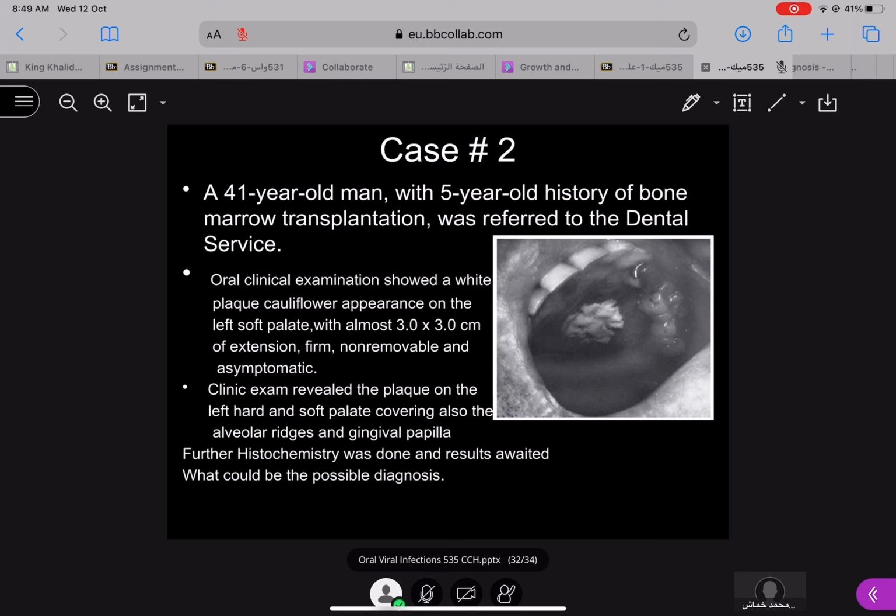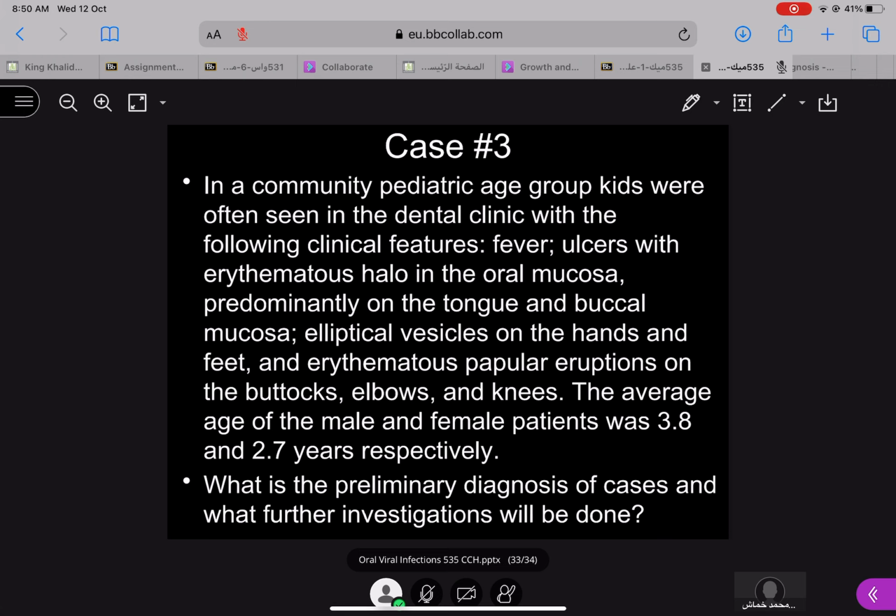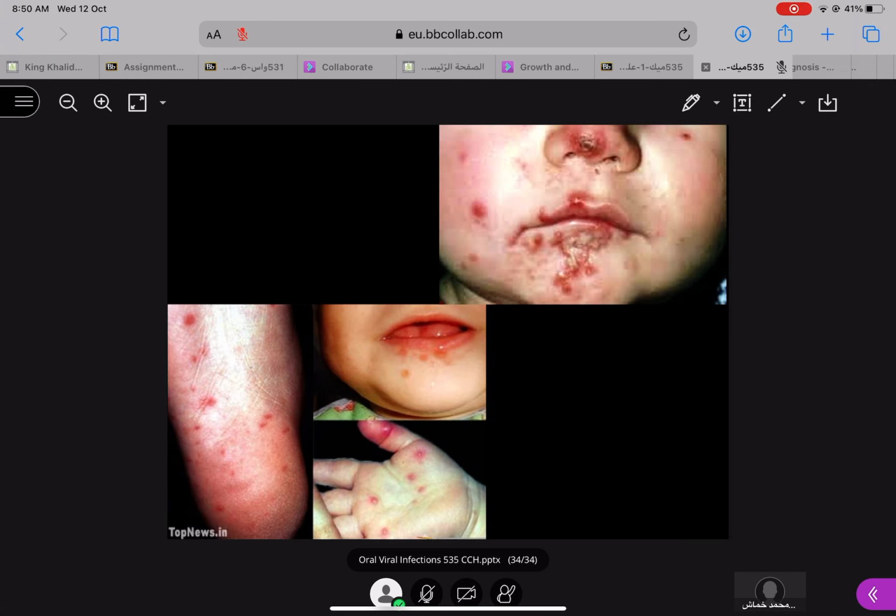Case 2, the same thing you see here. If you see this form, it comes to your mind immediately that it is Coxsackie virus. Case 3 will show you this type of lesions, which are also caused by Coxsackie virus infection.